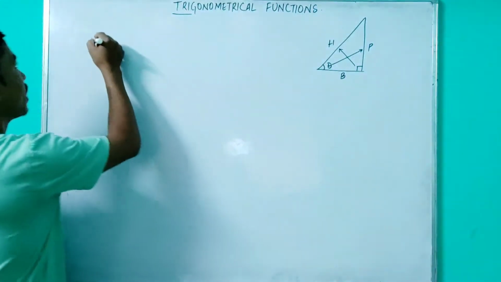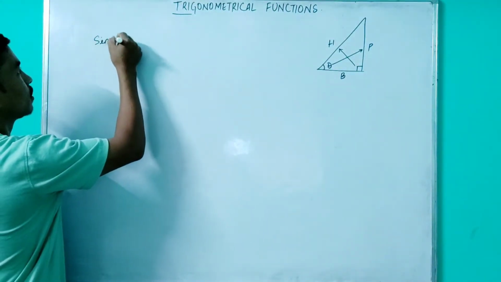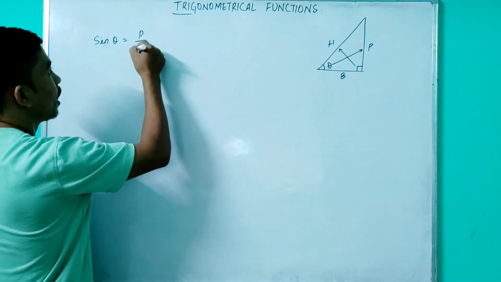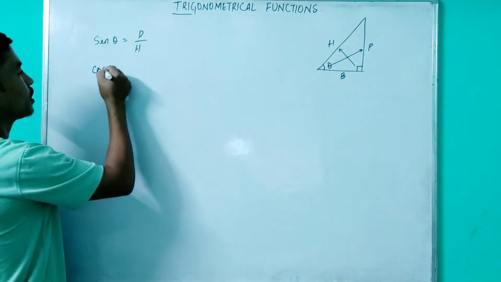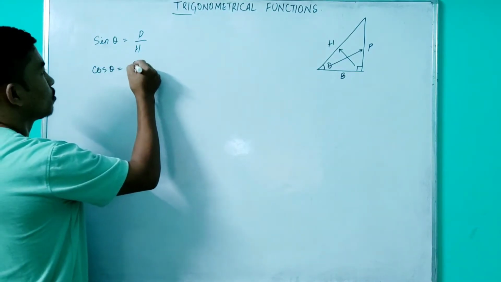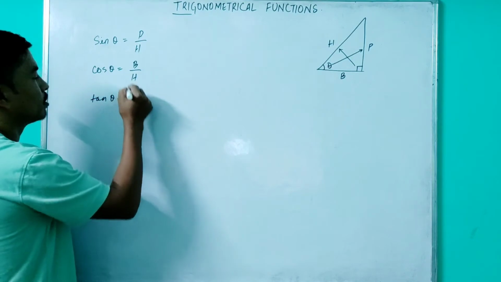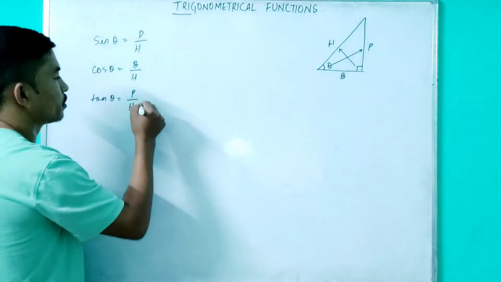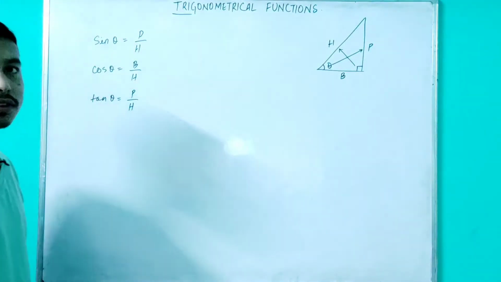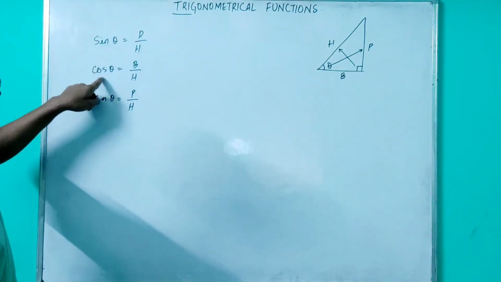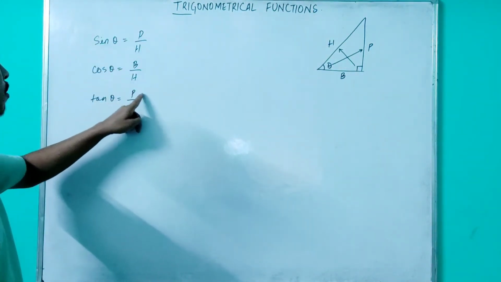The first ratio we have is sine theta. Sine theta means perpendicular by hypotenuse. Then we have cos theta, which is equal to base by hypotenuse. And then we have tan theta. Tan theta means perpendicular by base. You must know how to remember this: a very easy sentence to remember is "some people have curly brown hair turning permanently black."